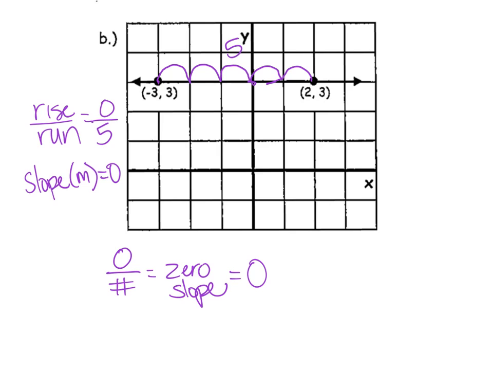However, if there were a number on top and 0 were at the bottom, the slope would be undefined. You guys, that line would be like this. Try walking on a straight up and down line. Can't do it. Undefined. Can't walk on it. Undefined slope.